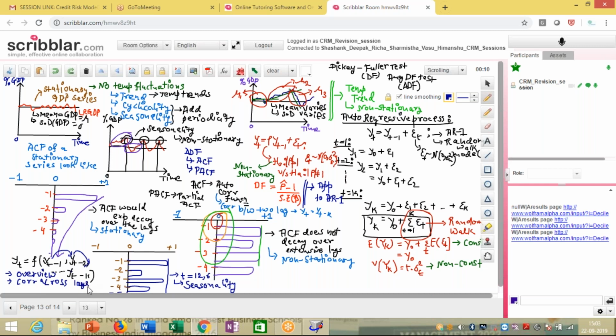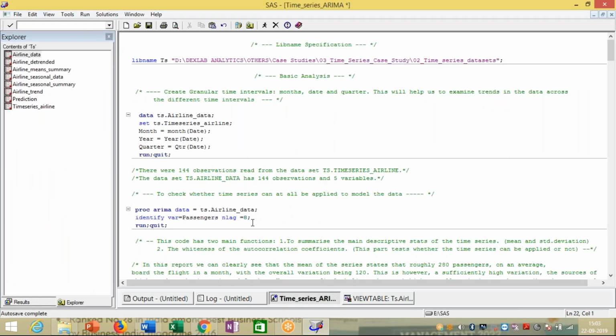Whether the correlation across lags is statistically significant or not, right? Or as we call it, the whiteness of the error term, of the autocorrelation coefficient.